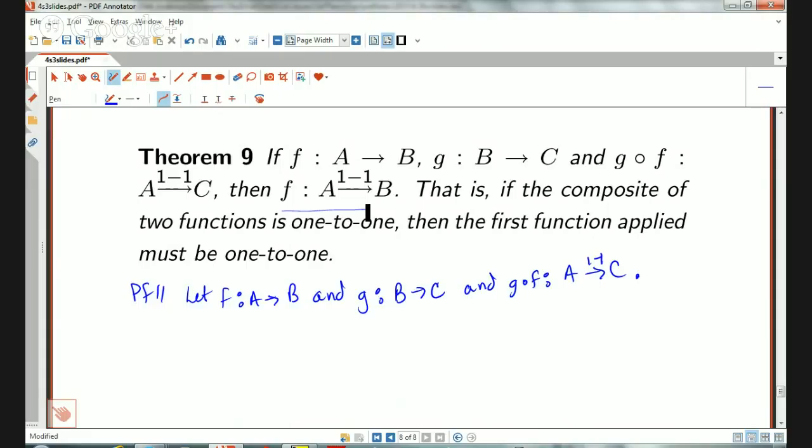It's on the first page of our notes. How do you show something's 1-to-1? Yeah, f of x equals f of y. So let x and y be in A, which is the domain for f, such that f of x is equal to f of y.